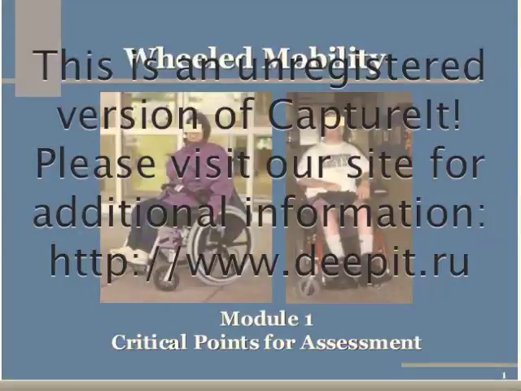Let's move on to the mobility base to which the seating components will attach. This is Module 1. We will discuss the critical points for the wheeled mobility assessment for both manual and powered wheelchairs.